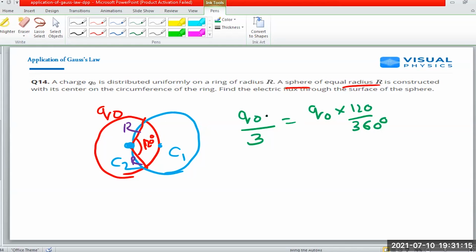So the charge enclosed is Q naught by 3, and once you have the charge enclosed, the flux will be phi equal to Q naught by 3 epsilon naught.